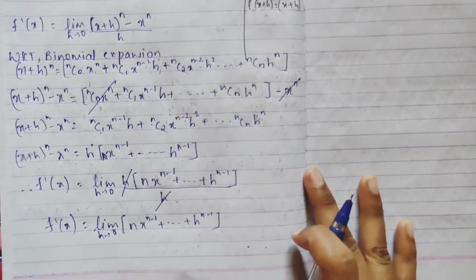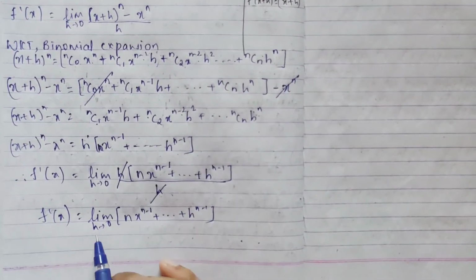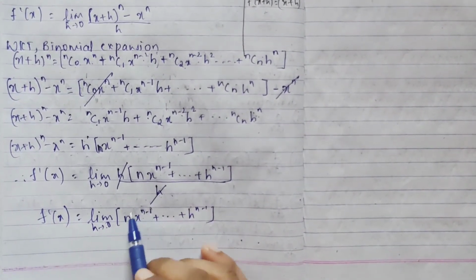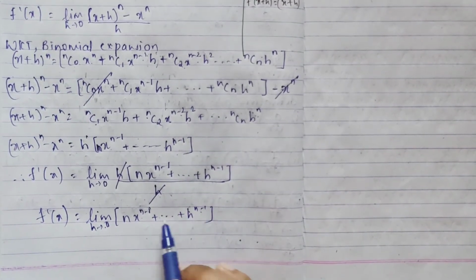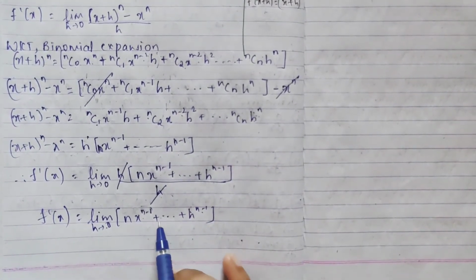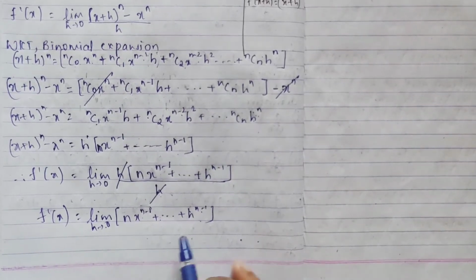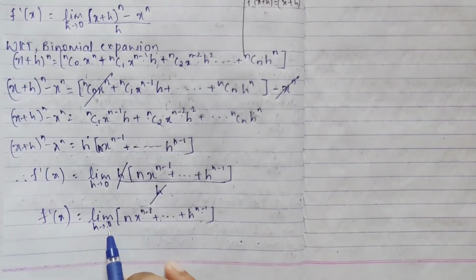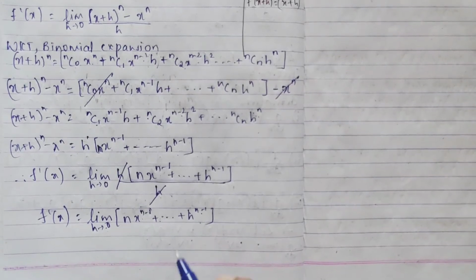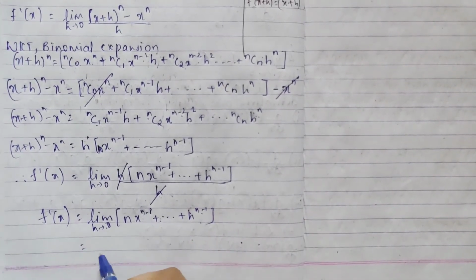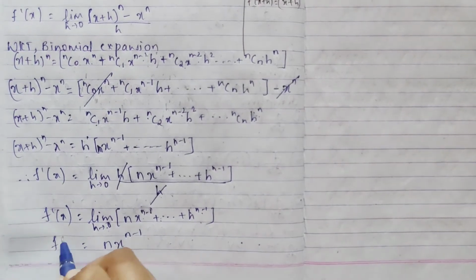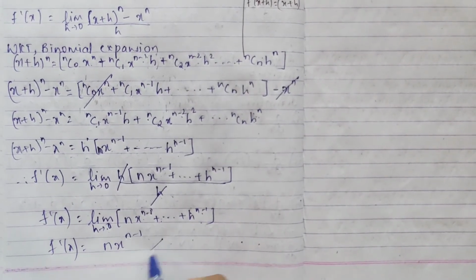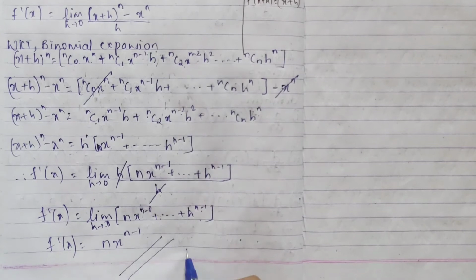Now substituting h equal to 0 in the limit, except for the first term, all the other terms up to h raised to n minus 1 have h. From the second term up to the last term you have h. So if you substitute 0 for h, anything times 0 will be 0 only. So you will be just left with n into x raised to n minus 1. Here also you will get 0 only. So this theorem is proved.